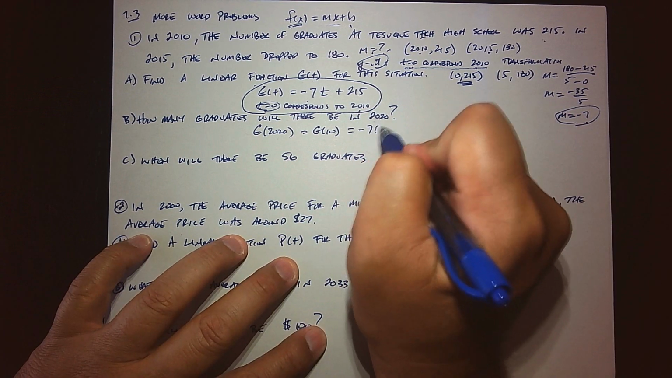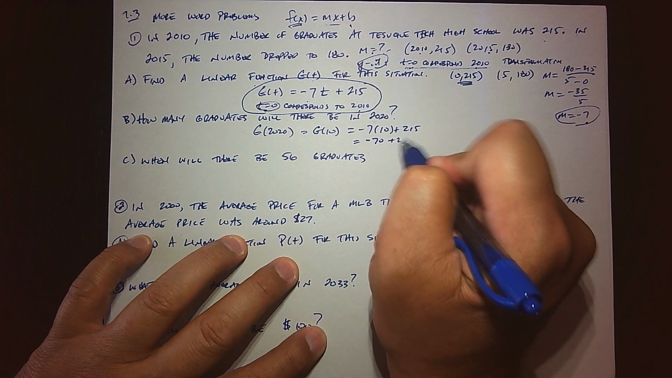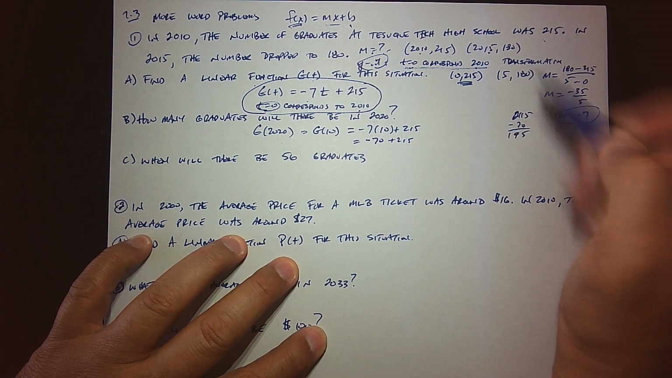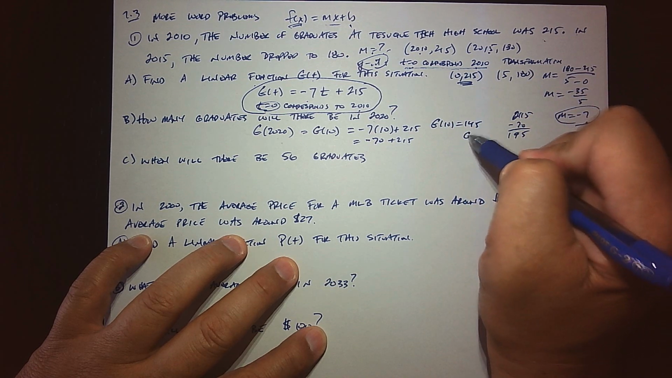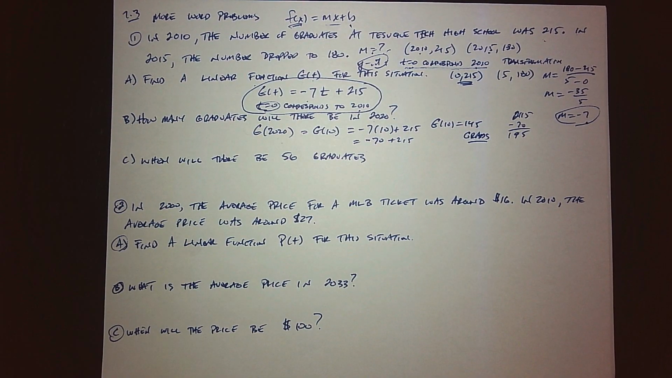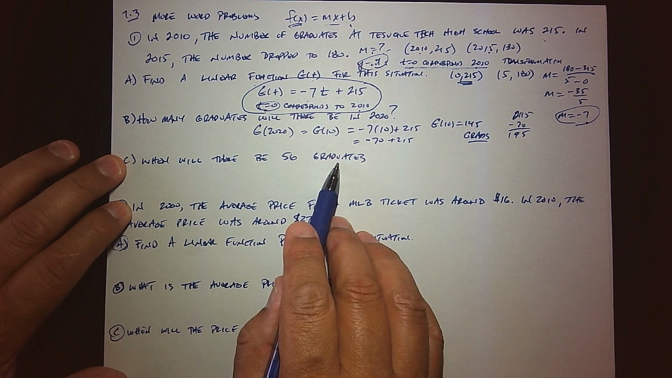And so plugging that in and doing our math, that's negative 70 plus 215. Let me do some math over here. So 215 take away 70. I'm getting 145. So it looks like g of 10 is 145 grads. So we're expecting, according to this model, that in the year 2020, this year, there were 145 graduates. Of course, we can go verify that and see how good our model is, or readjust our model, but that's for your market researchers. Next question, when will there be 56 graduates?